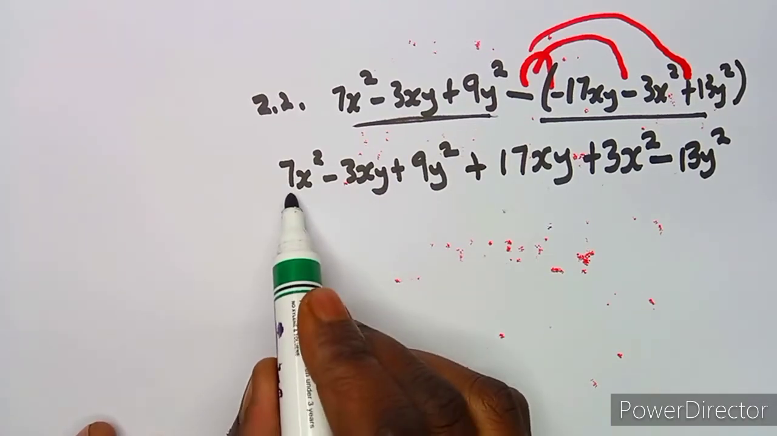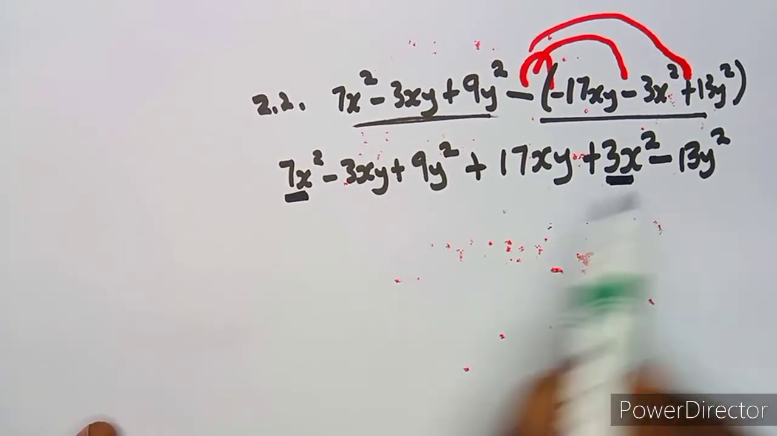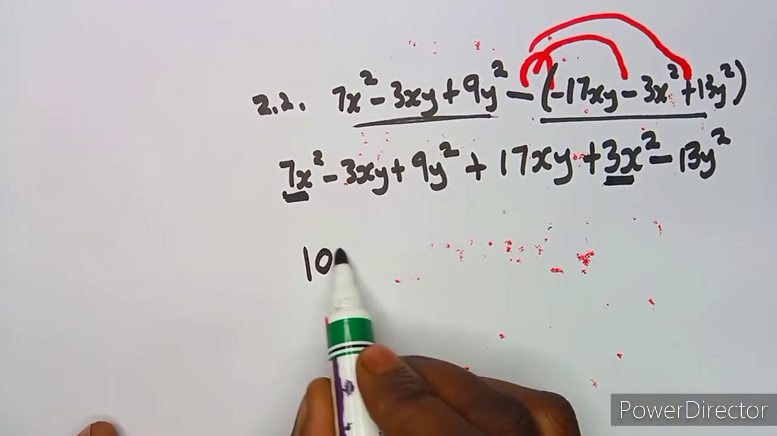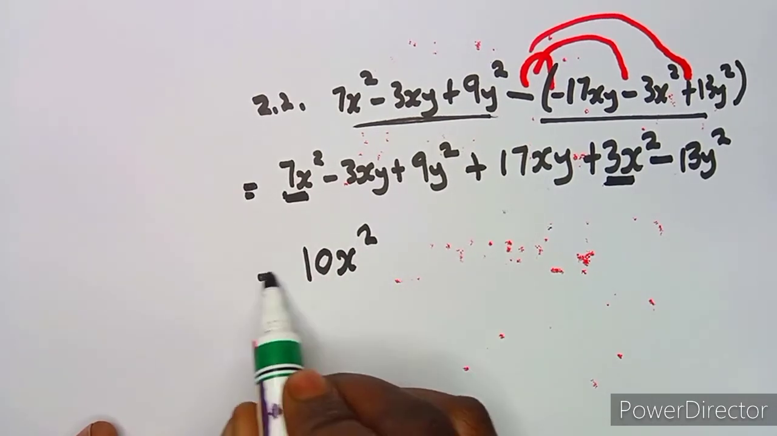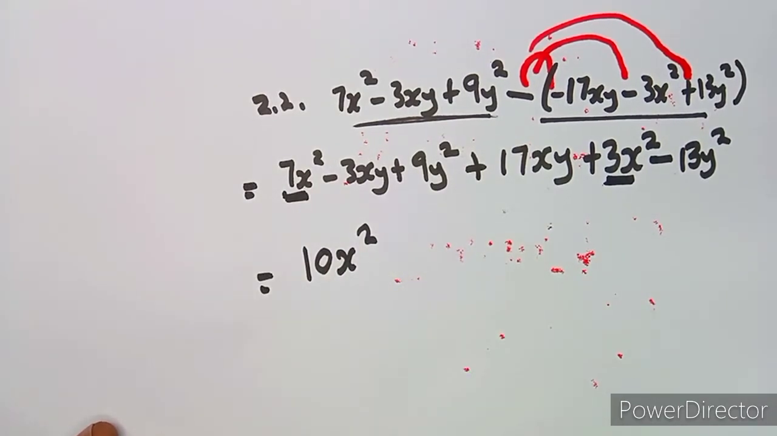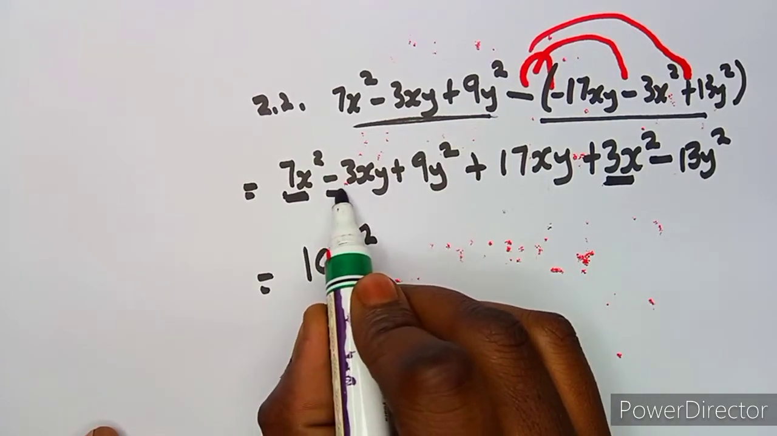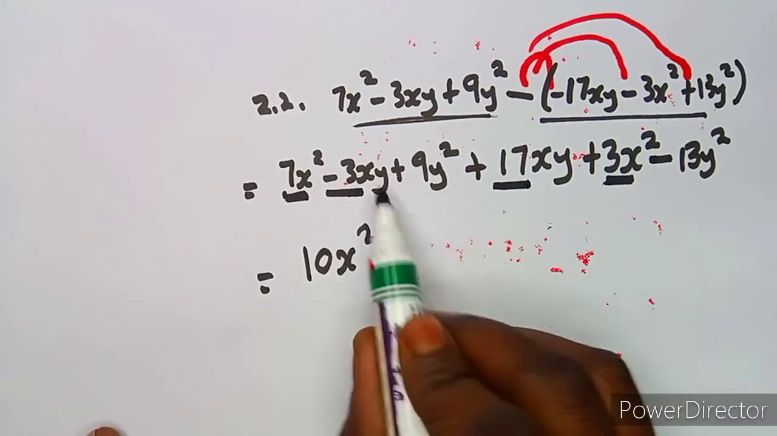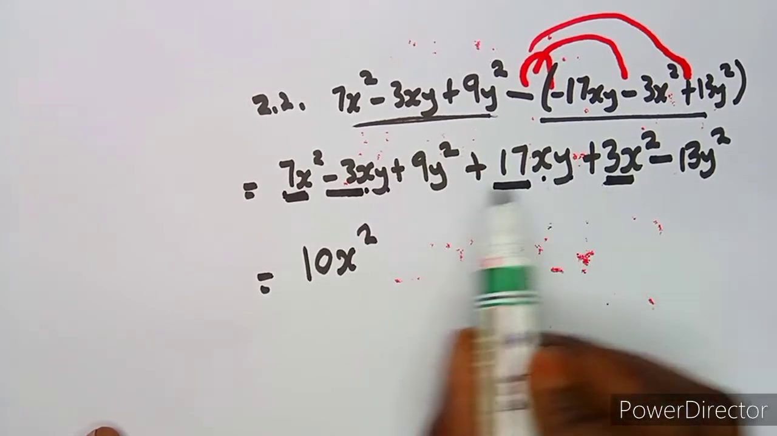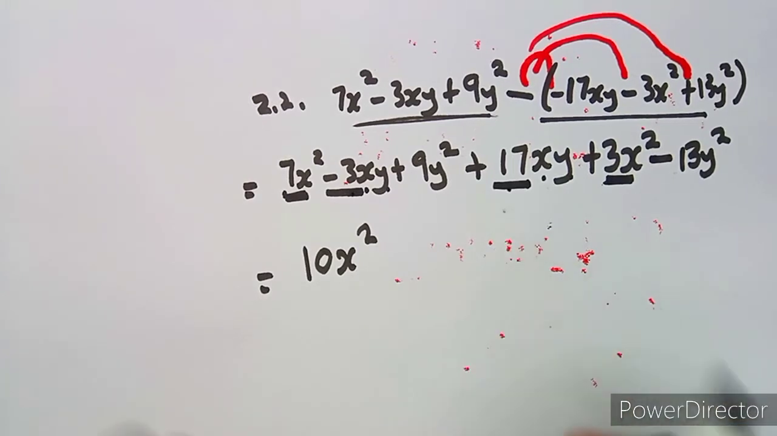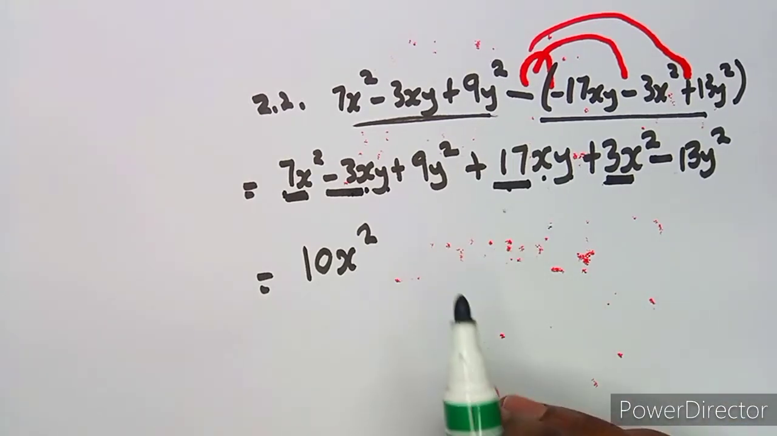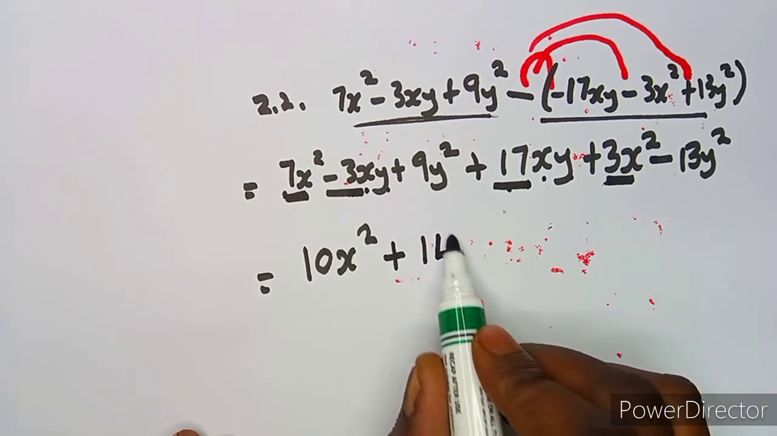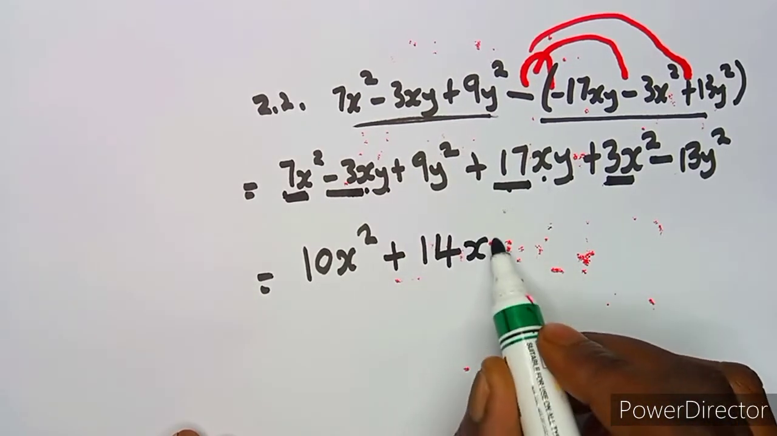All right, we have got an x squared here and x squared, so that's 7 plus 3, which is 10x squared. Then we move on to another like term. We've got minus 3xy and 17xy. These are like terms, we've got x and y. So minus 3 plus 17 from your calculator is the same as 17 minus 3, which is going to give you 14. So we are going to have 14xy like this.